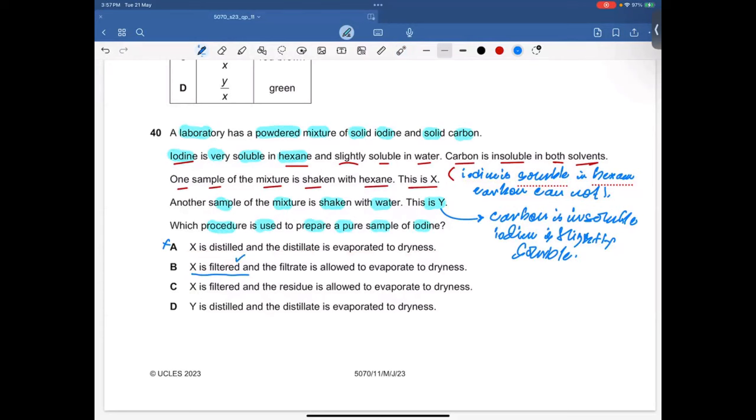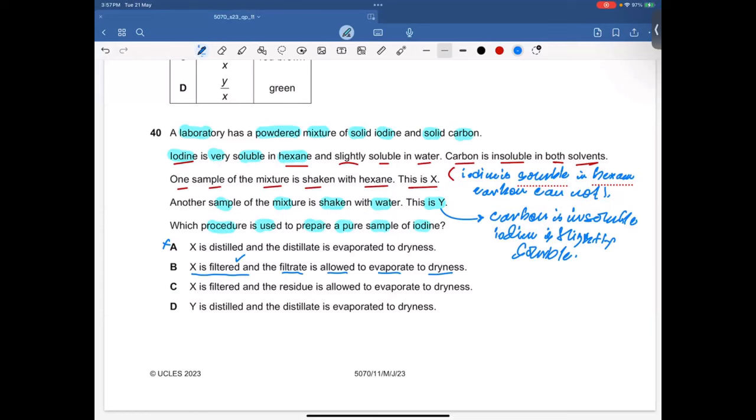And the filtrate is allowed to evaporate to dryness. That's true. When you evaporate the filtrate to dryness, obviously it's going to be iodine. So I think B is going to be the right answer.